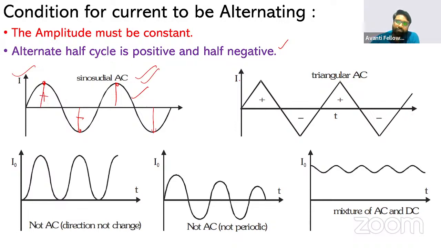Second thing also, if you see these triangular pulses, firstly it is positive, second half is negative, satisfying the second condition. The first condition is that this value should be constant. I hope that you are seeing here that this value is constant over the entire period of time. So that is why this is a triangular alternating current.